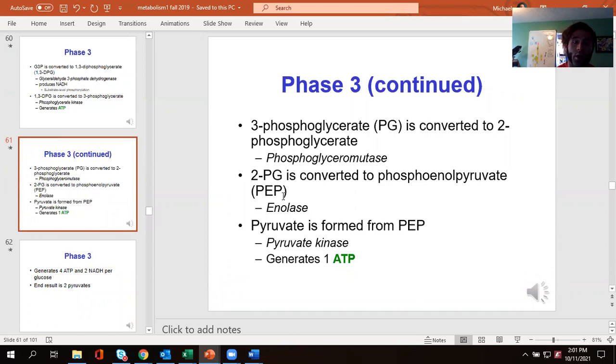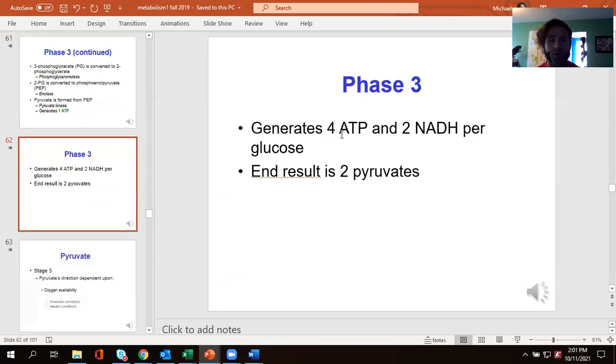From there, we are going to now convert it into 2-phosphoglycerate. And in turn, this is going to be converted into phosphoenolpyruvate, PEP, through the enzyme known as enolase. Finally, we now are going to have pyruvate from that PEP, thanks to pyruvate kinase, which is going to give us 4 total ATP, because remember, we do each of those steps twice, and then 2 NADH, because we do each of those steps twice, where we only generated 1.